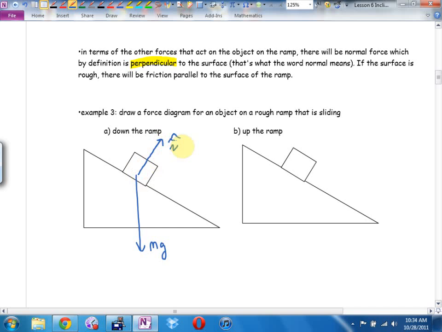Which way does it say this block is sliding? Down the ramp? So which way is friction acting? That's the free body diagram for an object sliding down the ramp, or an object at rest where friction is exactly canceling out gravity.